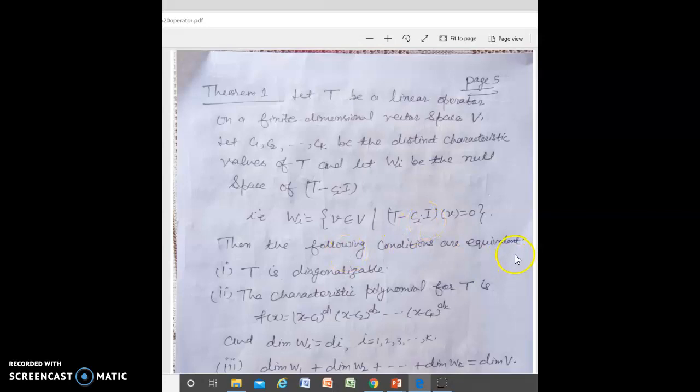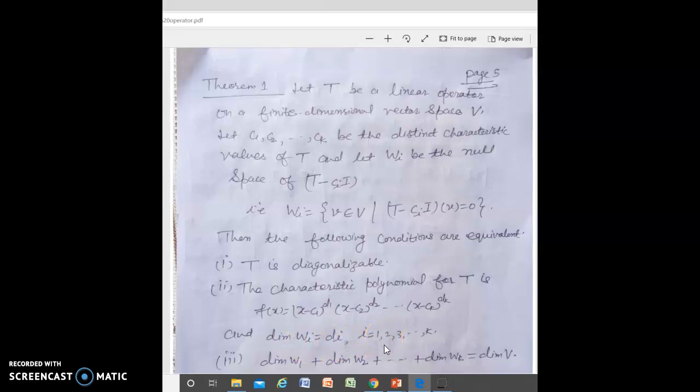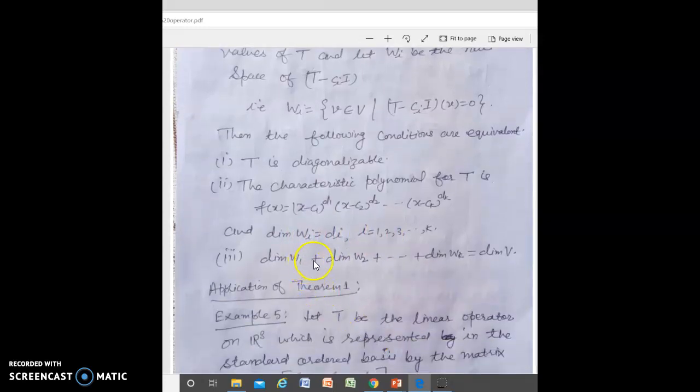Then the following conditions are equivalent. T is diagonalizable. The characteristic polynomial of T is this, where dimension of Wi equal to di. And third condition is the sum of the dimensions of these spaces equal to the dimension of the space V. So application of this theorem we can show in this example.